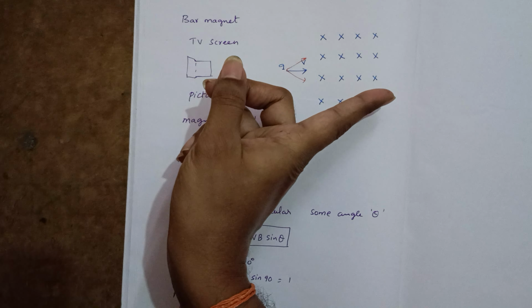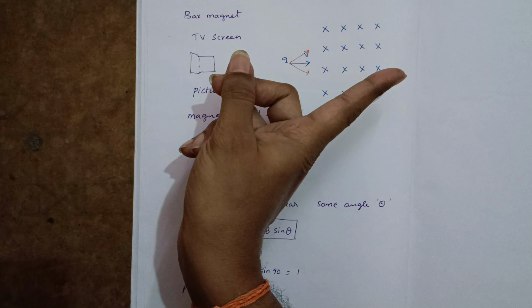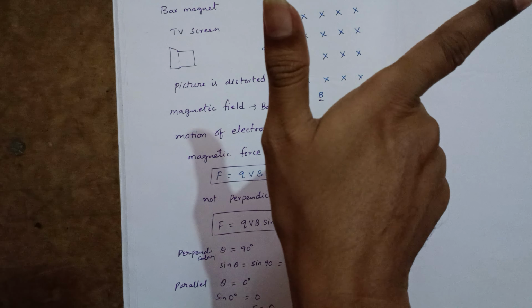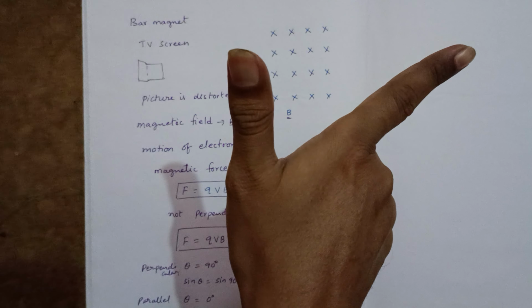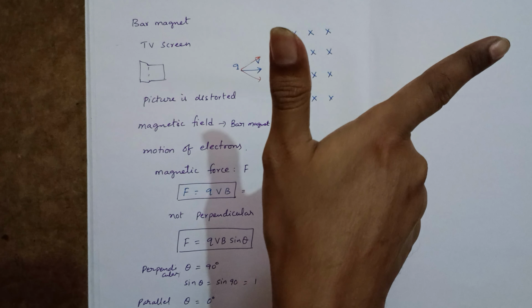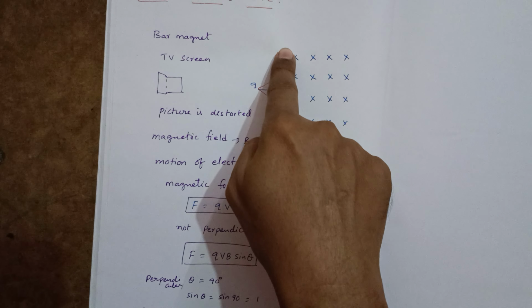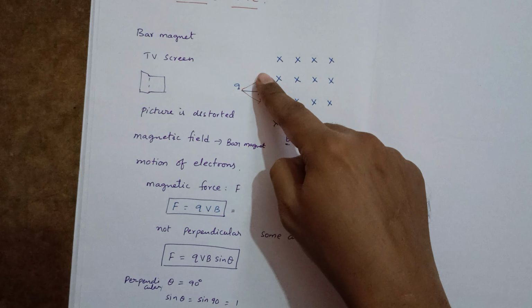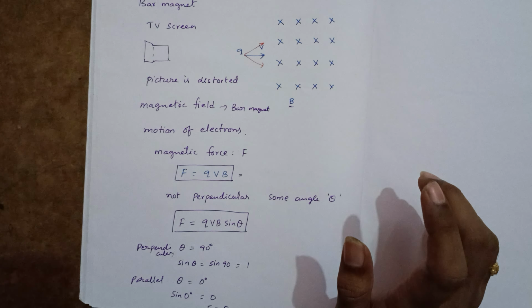Now see, the forefinger is the direction of current, and the magnetic field is into the page. Now the thumb is pointing upwards, which means an upward force is acting on it. Okay? Yes.